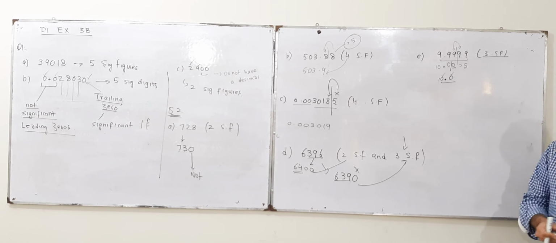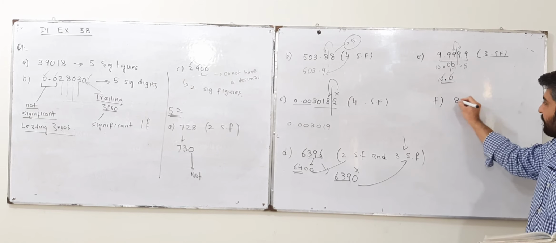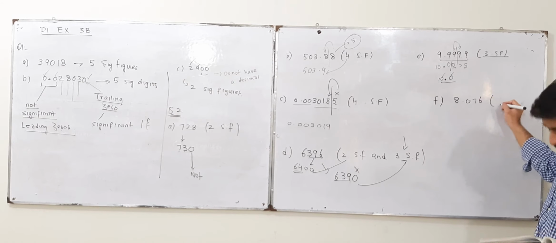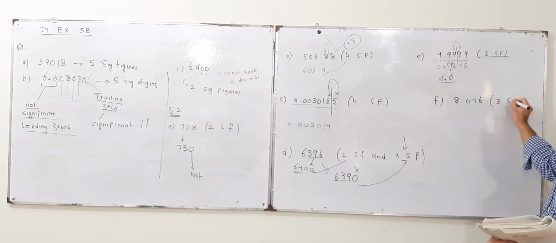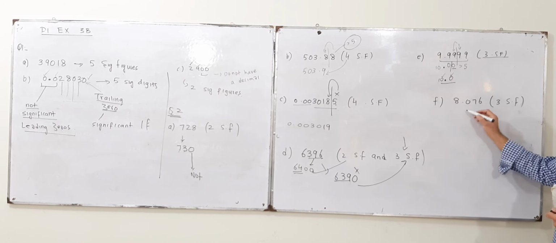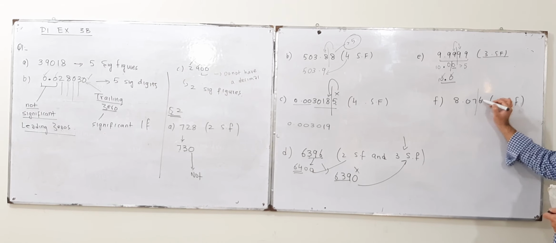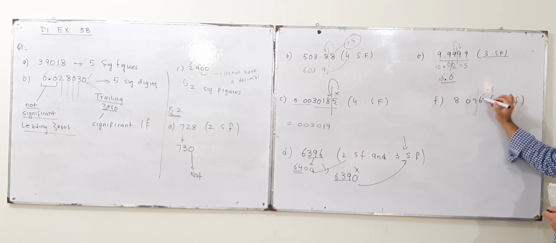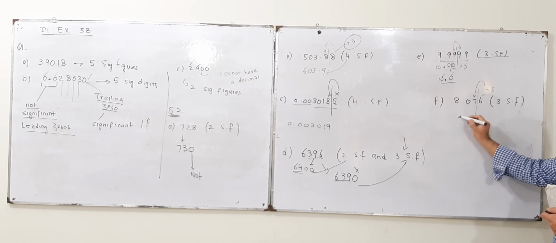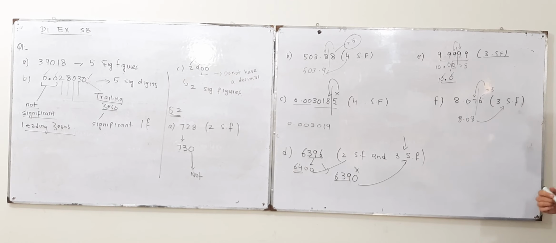The last part for this one is part F, and that is 8.076, and you want the answer in 3 significant figures. So 3 significant figures means we need 3. Right now we have 1, 2, 3, 4. Eliminate this 6. This 6 is greater than 5. If it is greater than 5, increase this by 1. 7 will be increased by 1, it will become 8.08. Now it is 3 significant figures.